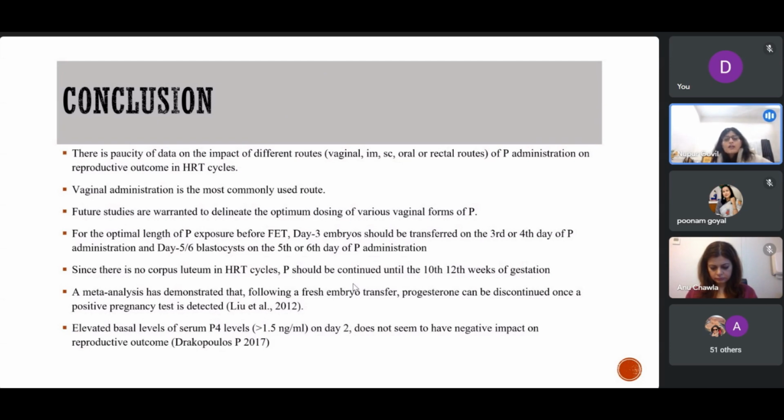And on starting an HRT cycle on day 2, if the progesterone levels are more than 1.5, it does not have any negative impact on the reproductive outcome.